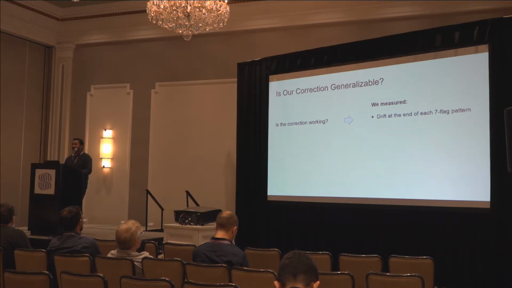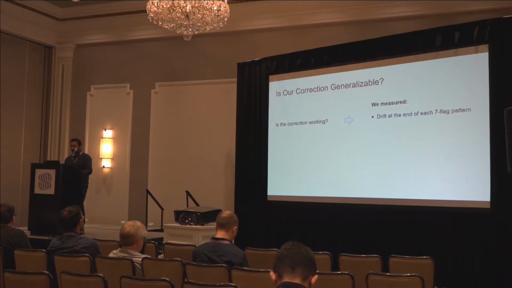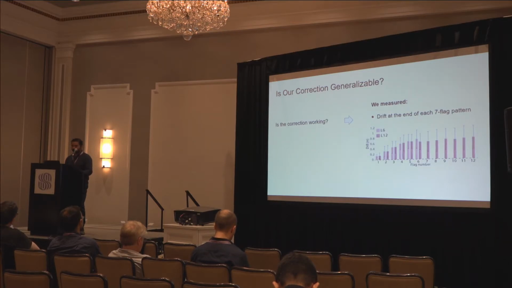But in order to guide our exploration in this user study, we wanted to answer some questions. Of course, one of the important ones is if our correction is working. To do that, we are measuring the drift at the end of each 7-flag pattern. If you remember, in the first user study there was an increment in drift along the first 6 flags. So we wanted to measure this drift when this theoretical increment in drift is maximum.